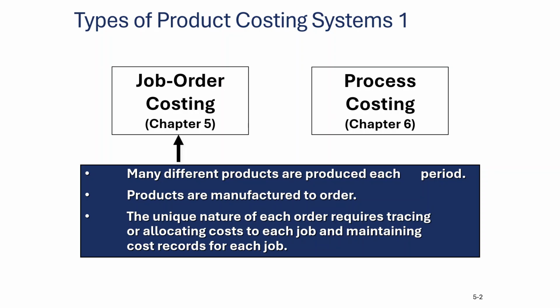So if the company has three different processes, and they cannot do step number three without doing step number two, and they cannot do step number two without doing step number one, so if they have to go through those steps, that's what is called process costing.